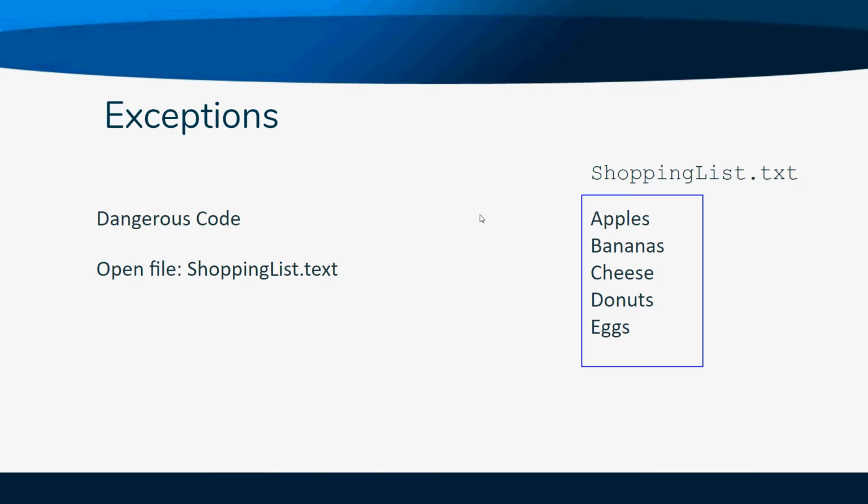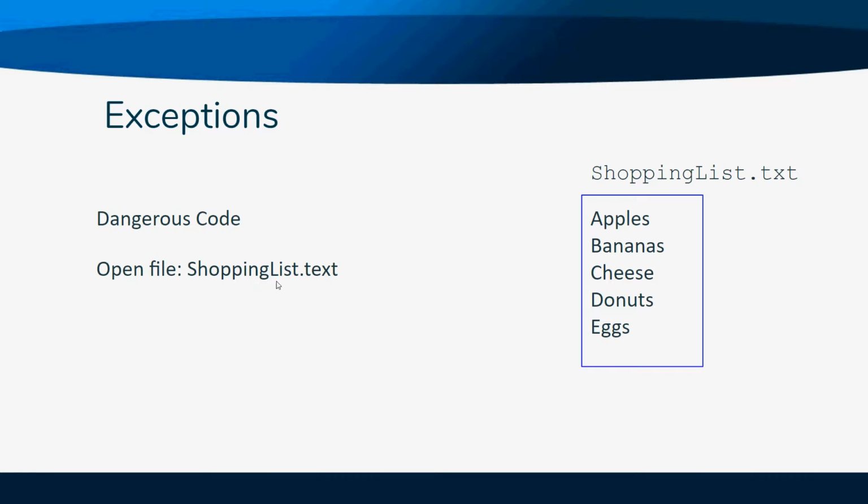Now, you want to watch out. There are some things called dangerous code. Dangerous code are situations that you could run into that would cause your program to crash. In that case, you'd want to provide some sort of exception. Now, here is an example.